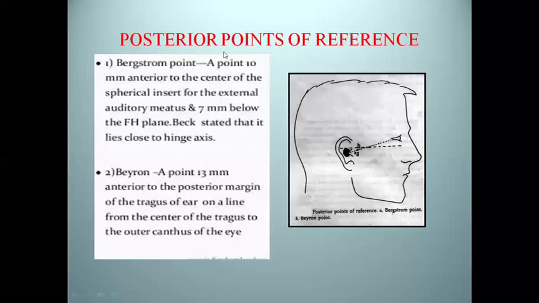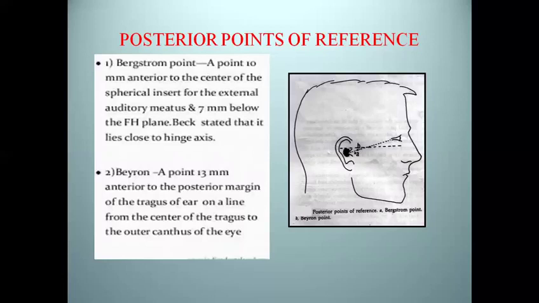Now let's see the posterior reference point. The posterior reference points are mainly 2, the Bergstrom point and the Beyron point. The Bergstrom point, as we can see, is indicated by A. A Bergstrom point is a point 10 millimeter anterior to the center of the spherical insert, where we insert the earpiece, the center of the spherical insert for the external acoustic meatus, and it is 7 mm below the Frankfurt horizontal plane. Beck stated that it lies close to the hinge axis. That means it is more accurate.